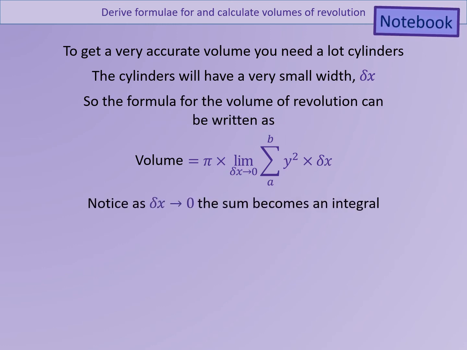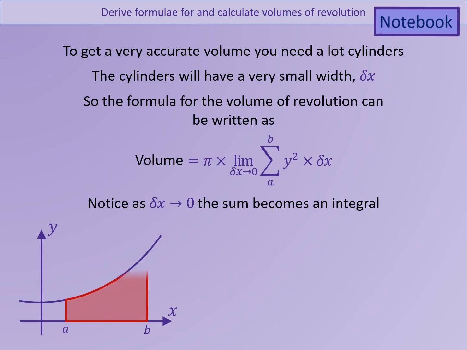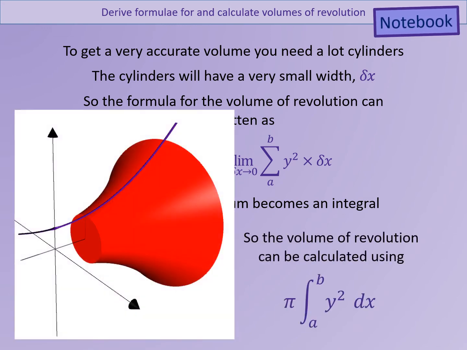Now, as delta x tends towards 0, this sum of discrete cylinders is going to become an integral. It's going to be a smooth, continuous function. So in 2 dimensions, this represents the area under the curve. In 3 dimensions, this becomes the volume of revolution. So the formula becomes pi multiplied by the integral of y². Now a and b become the limits of the integral, and the small change in x, delta x, becomes the dx part of the integral in the limit.